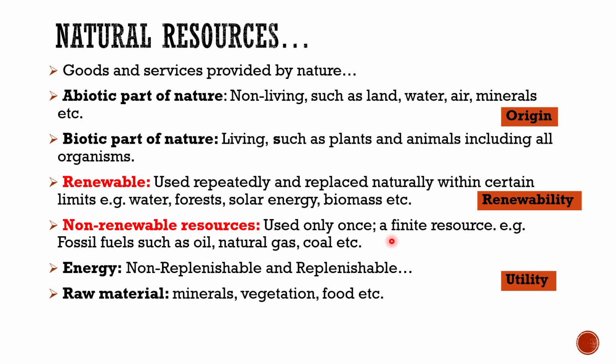On the basis of utility, natural resources can be divided into energy and raw material, where energy resources are divided into two: non-replenishable and replenishable. Non-replenishable means those energy resources whose reservoirs cannot be filled, and replenishable resources are those which can refill their capacity naturally. The other thing is raw material, that is minerals, vegetation, food, etc.